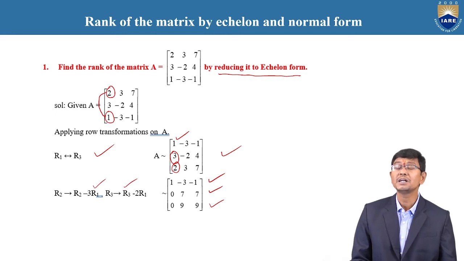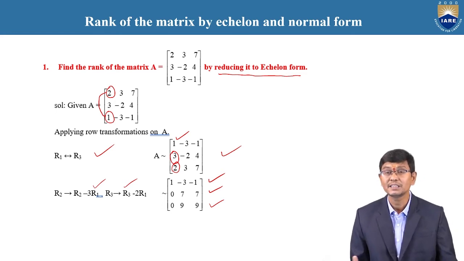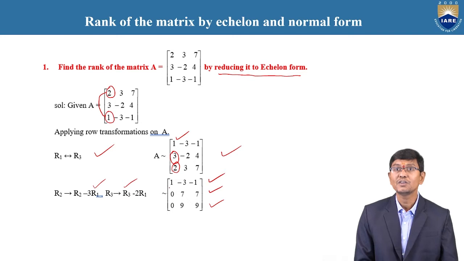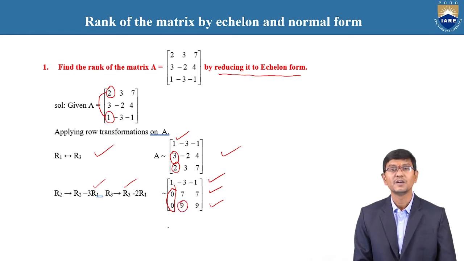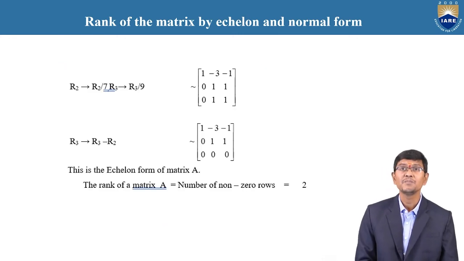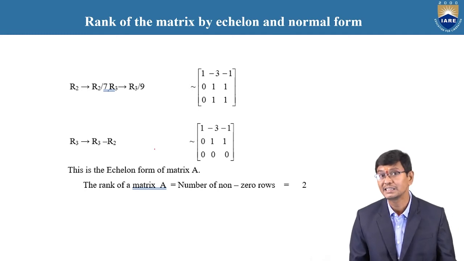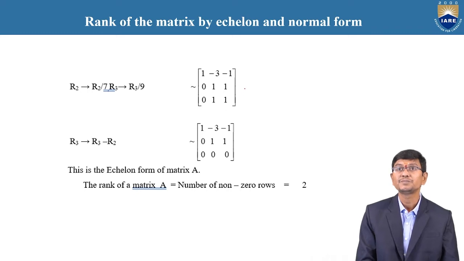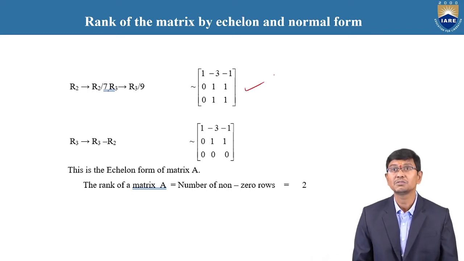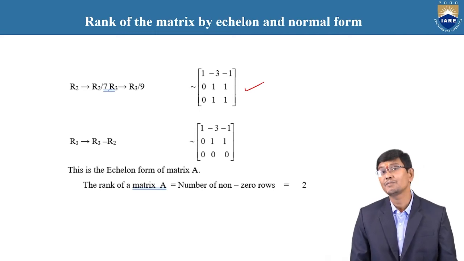Now again we need to reduce it to echelon form of the matrix. Below the first element, 0 is satisfied. Now we need to change the entry below the 7 value to 0 as well. Therefore, first of all, we divide the second row by 7 and the third row by 9. Automatically the matrix changes to 1 -3 -1, 0 1 1 and 0 1 1. But it is not yet echelon form of a matrix.